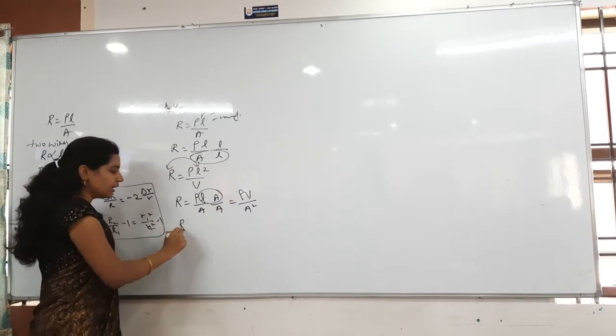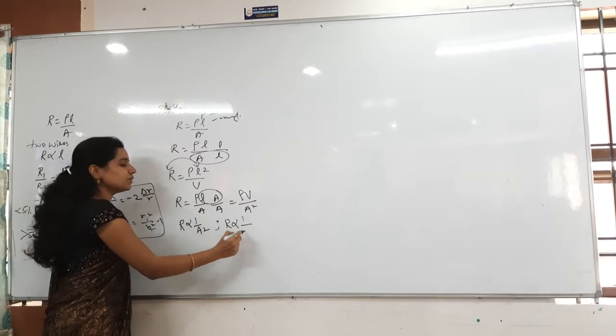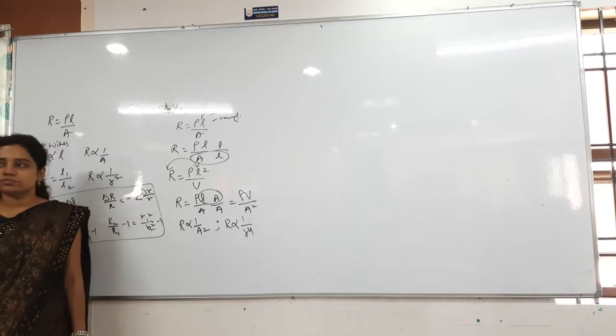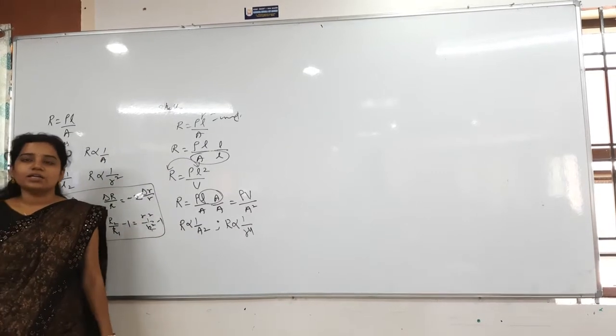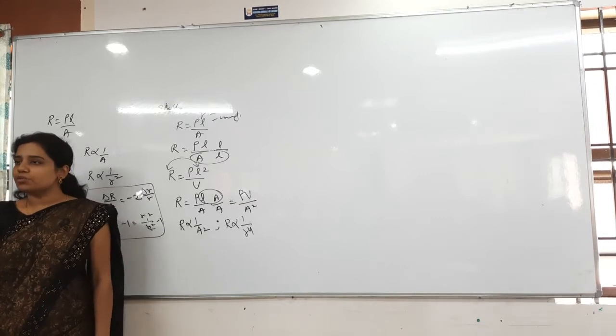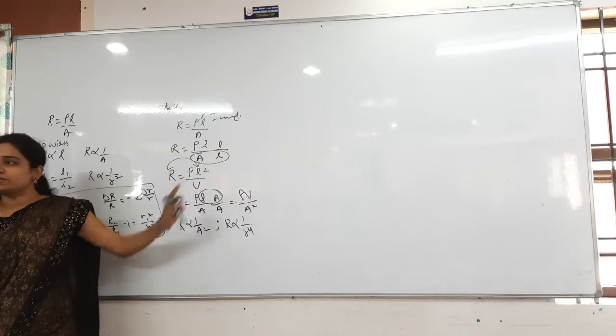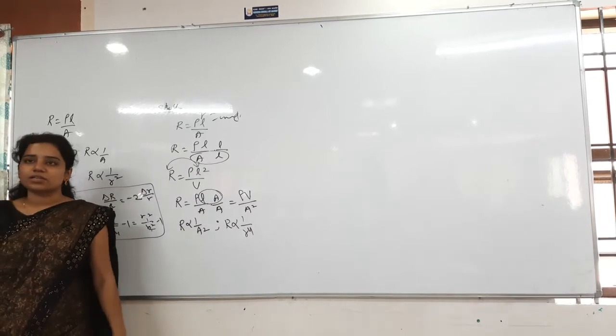Now what can I write? R is inversely proportional to A square, and also R is inversely proportional to small r power 4. This is what we have discussed about the resistance and radius relation. Even the mass relation will also be there. In the place of volume, what can I write here? Volume is equal to mass by density. There also you will get the mass relation.